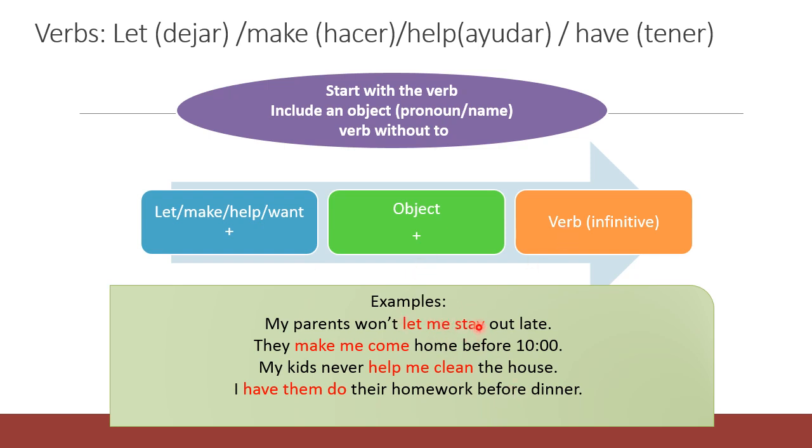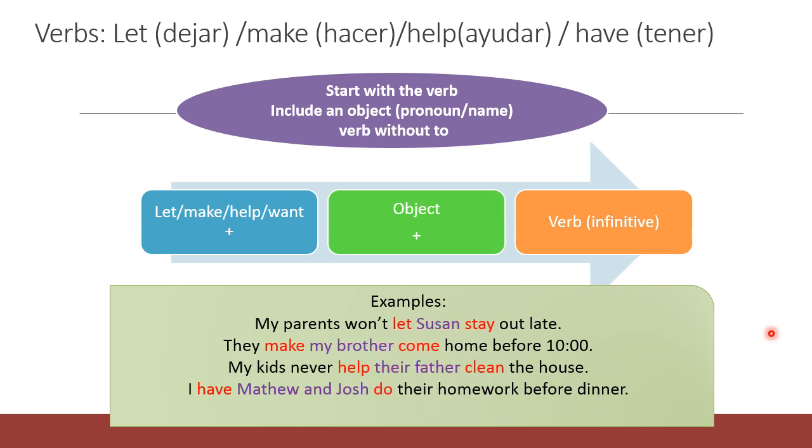In all these examples we have used object pronouns. Now we are going to review these same examples but using different things than an object pronoun. For example, you can say, my parents won't let Susan stay out late. Instead of the object pronoun, we are using the name. They make my brother come home before 10 p.m. So my brother is used instead of him, or the name, John or Carlos.